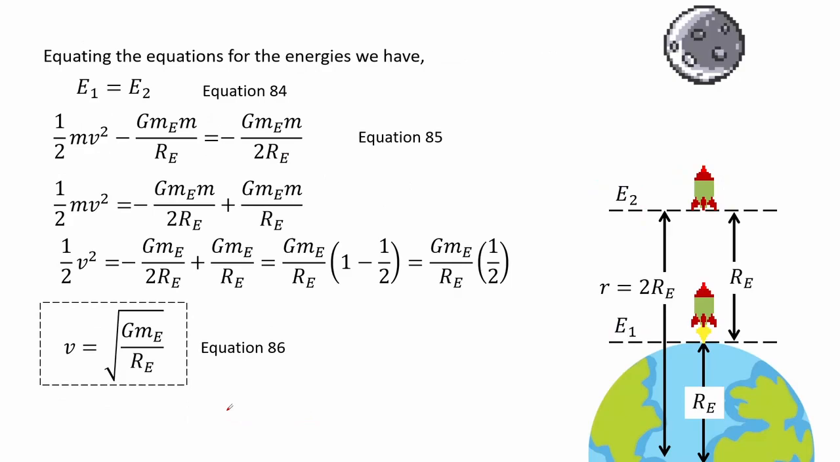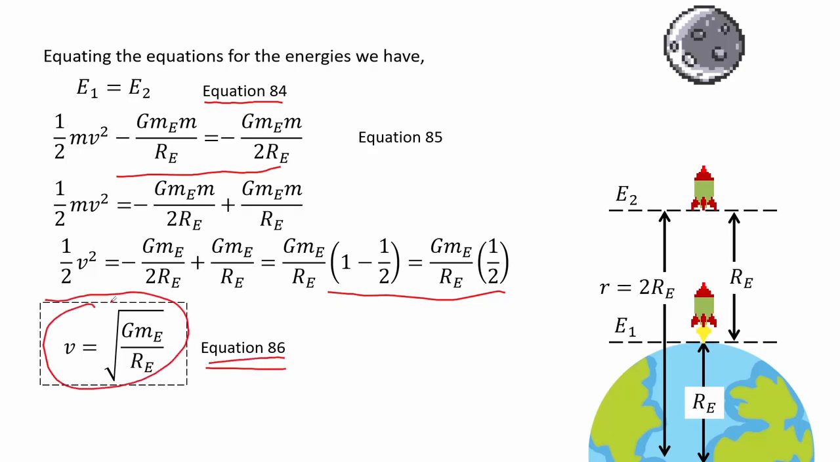Equating the equations for the energies we have equation 84. Substituting the equations we obtained earlier we have equation 85. Further manipulating the equation we arrive at a simplified version shown in equation 86, where it is a function that will allow us to solve for the minimum velocity needed to launch the rocket.